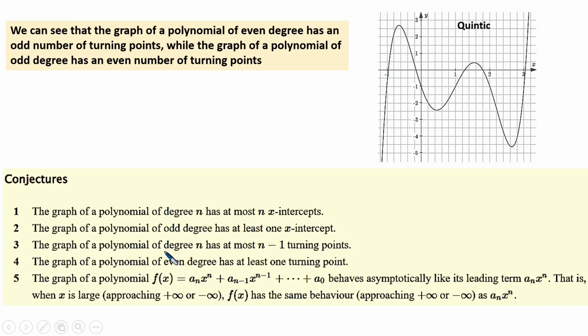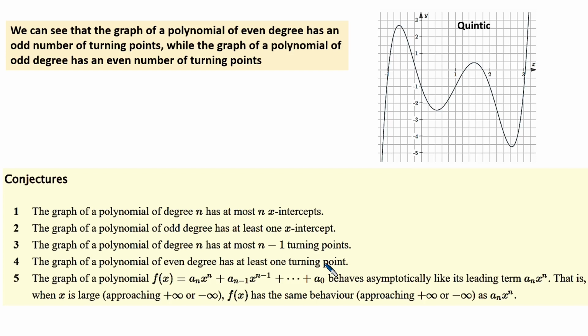The graph of a polynomial of degree n has at most n minus 1 turning points. We mentioned this earlier. The graph of a polynomial of even degree has at least 1 turning point. So even degree, 2 is an even degree, will have at least 1 turning point. Even x to the power 4 at least will have 1 turning point, but not cubic. Cubic can have no turning points also.